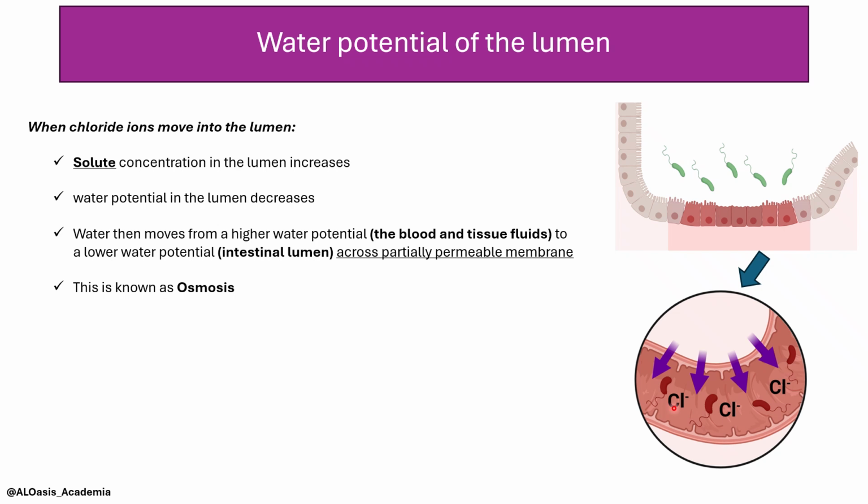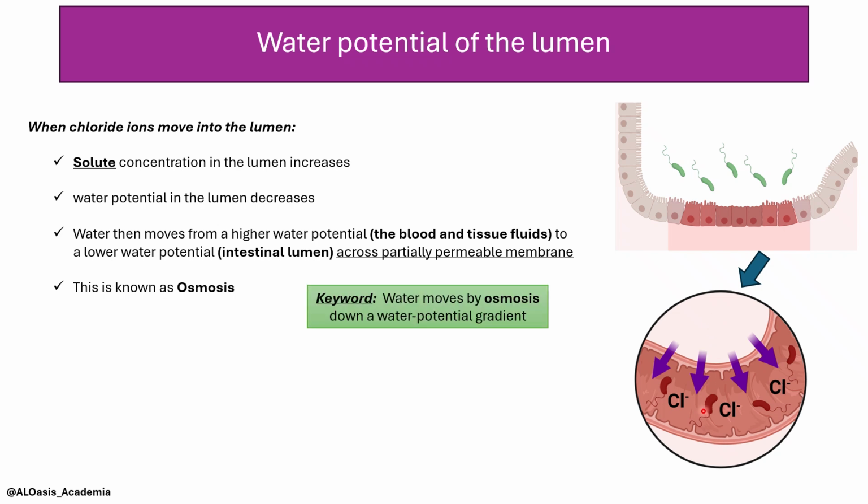Increased chloride ion levels in the lumen will be followed by water moving from the blood or tissue fluid into the lumen. An important keyword related to osmosis is that the movement from higher potential to lower potential is known as movement down the water potential gradient. Down the water potential gradient, which is from higher to lower.